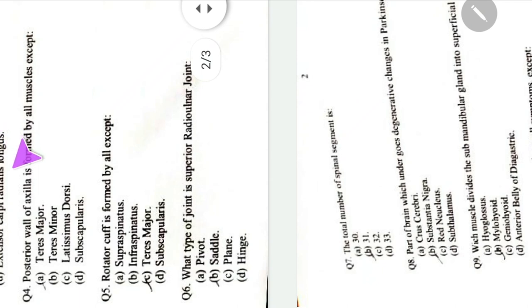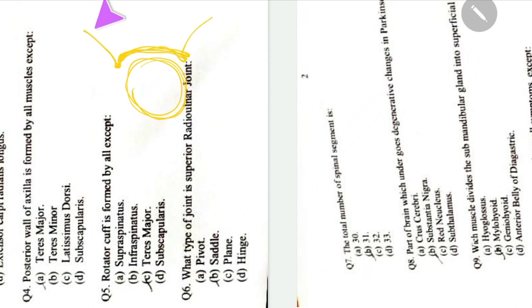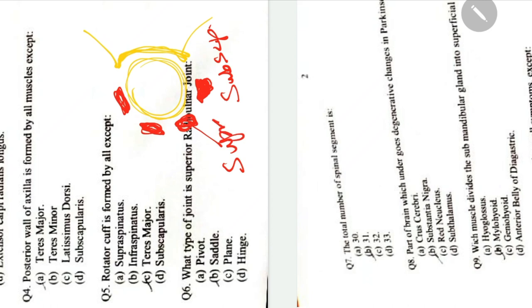Okay, then question number five: rotator cuff is formed by all except. Now, rotator cuff, let's say this is the humerus and this is the glenoid fossa of the scapula, and the rotator cuff muscles are here. This is the right-sided transverse section of the shoulder joint. So you have SITS. This is the superior view of the transverse section of the right shoulder joint. So this is subscapularis, and this is supraspinatus.